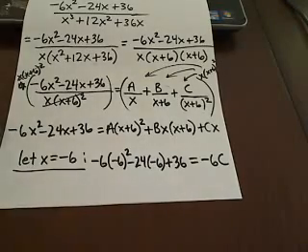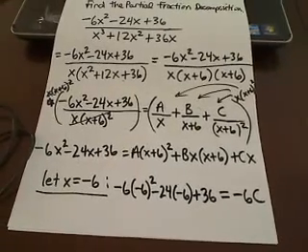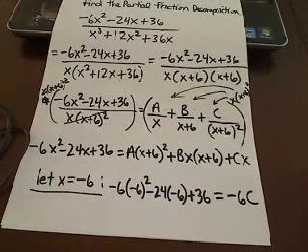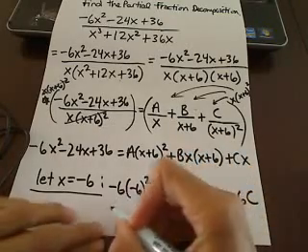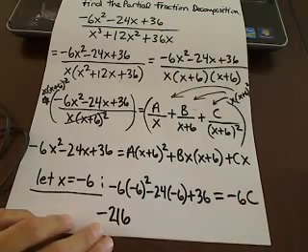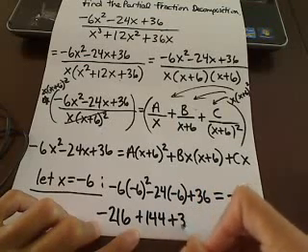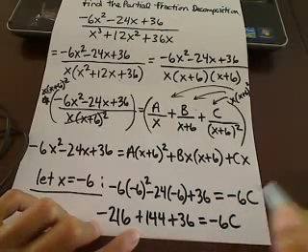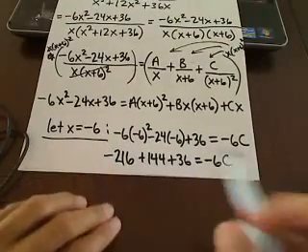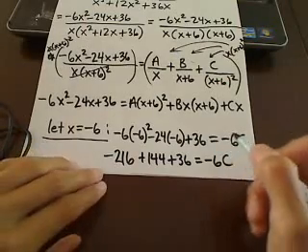So we have -6 squared, which is 36, and then times 6. So that is 216, so this is -216. And then we have 24 times 6, and there's two negatives in a row, so that's plus 144, plus 36 equal to -6c. All right, so let's just add this. 144 plus 36, I'm going to subtract 216, and I get a -36.